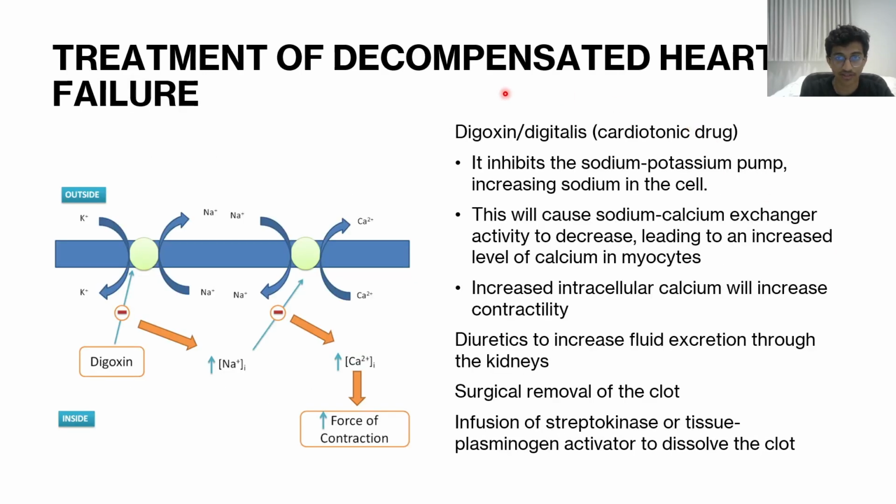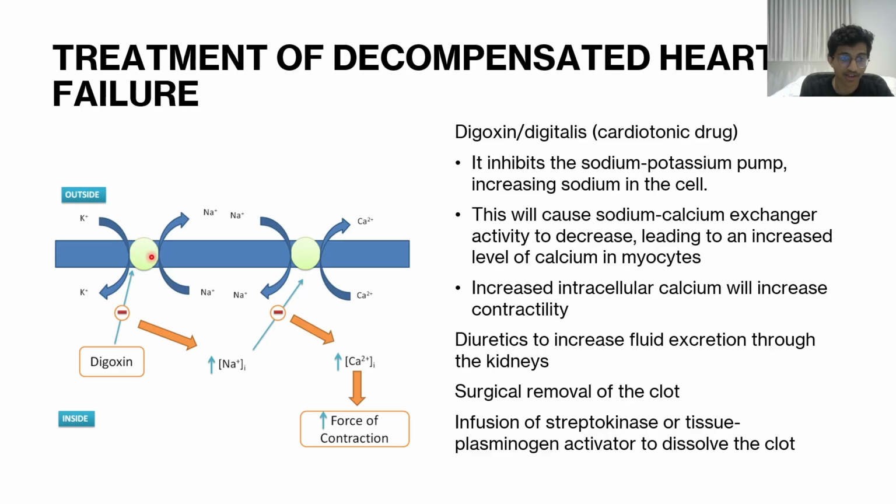Now we can treat decompensated heart failure. It doesn't always work, but we can treat it. We can try. Okay. Digitalis, it's a cardiotonic drug. It inhibits the sodium potassium pump. Now, how does it work? How does it affect the heart?